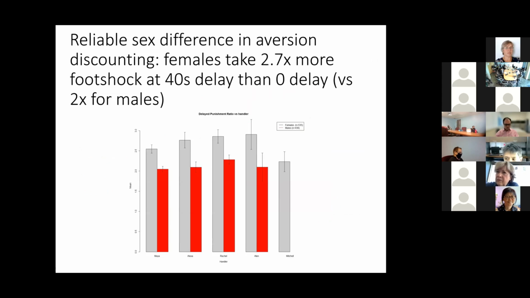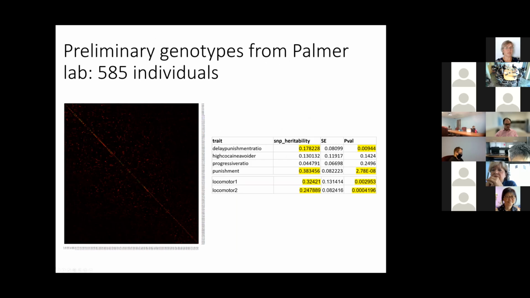There's been a few mentions of whether or not there are sex differences in delay discounting type tasks. We see a pretty reliable sex difference when you delay the punisher. All animals take more shock if you delay it. Males take about twice as much, females take about 2.7 times as much. And this is pretty consistent across many cohorts. So I just thought that was interesting.